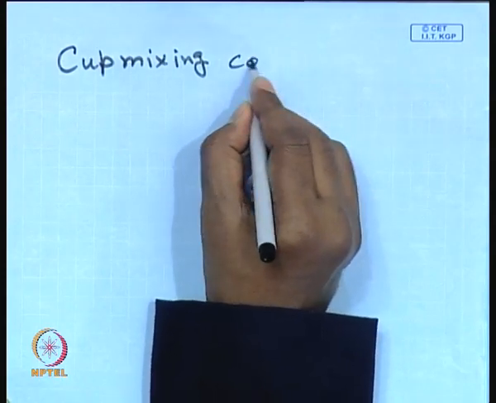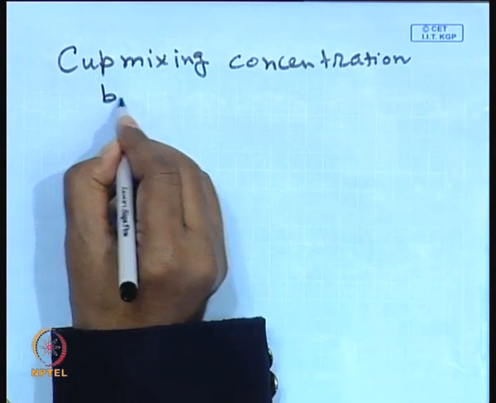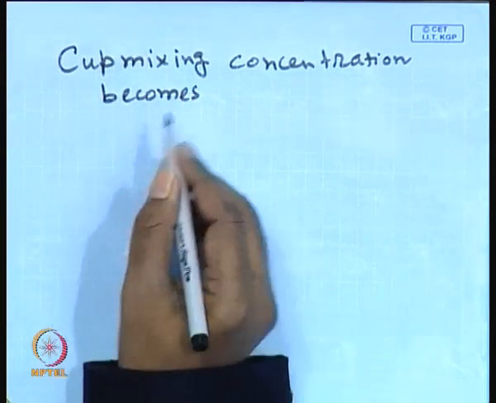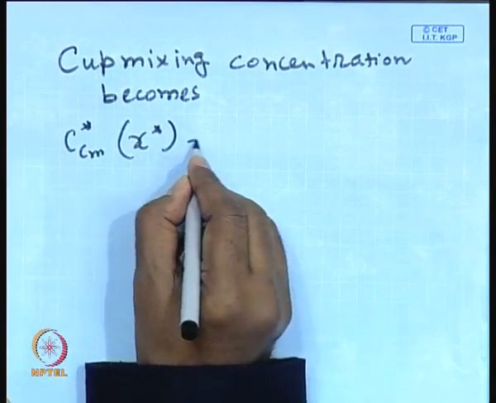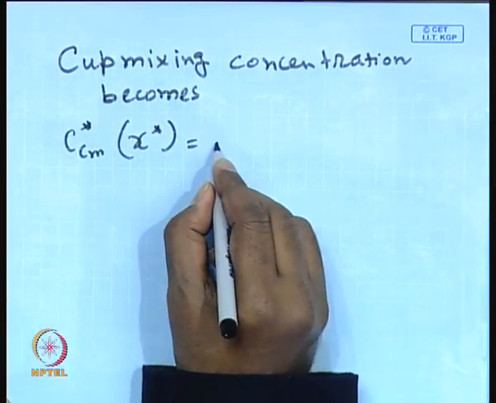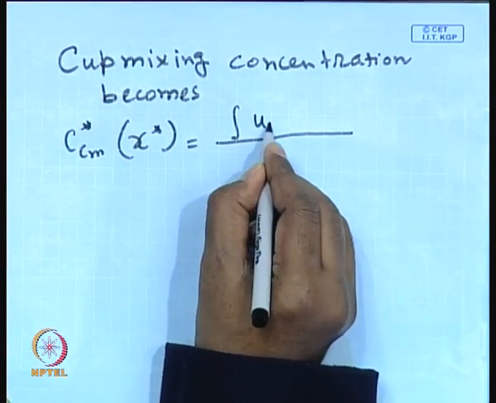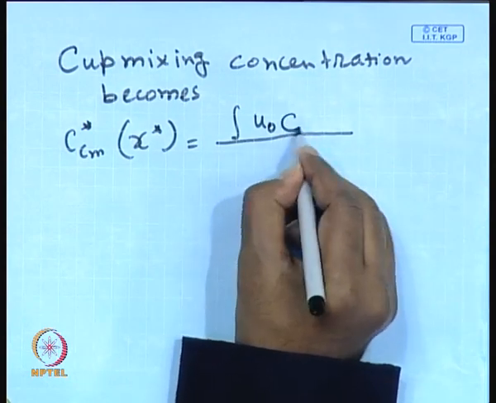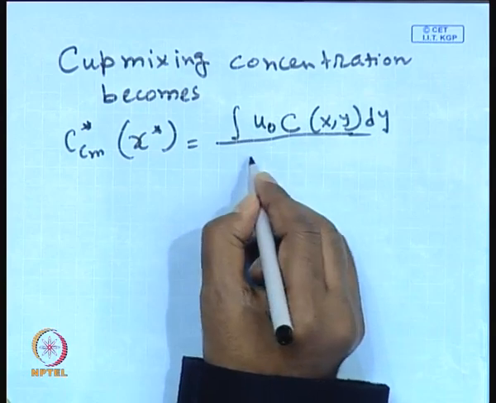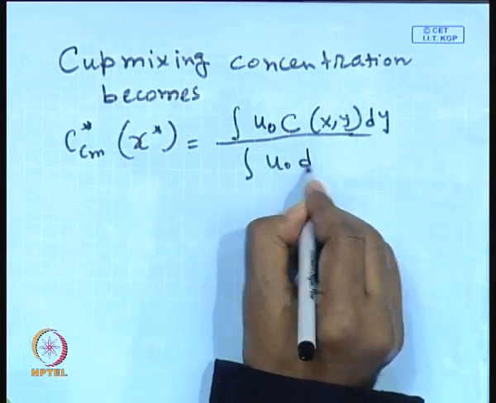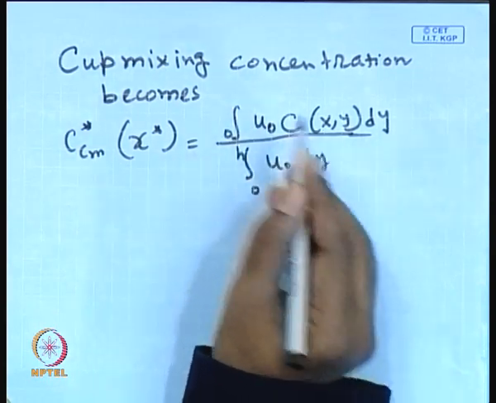So, therefore, the cup mixing concentration becomes C CM star, which is a function of x star, and is nothing but the integral of u naught, which is constant in this case, times C (x, y) multiplied by dy, divided by the integral of u naught dy, from 0 to h.